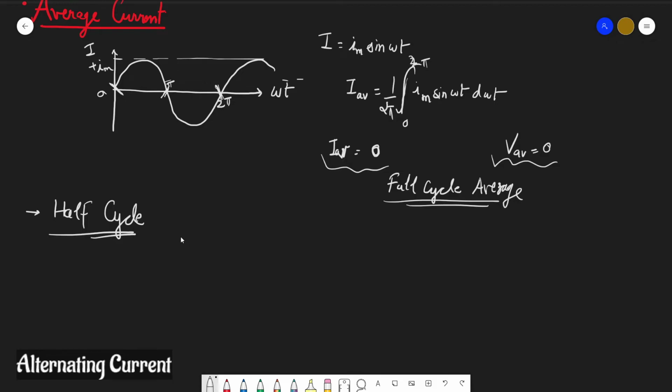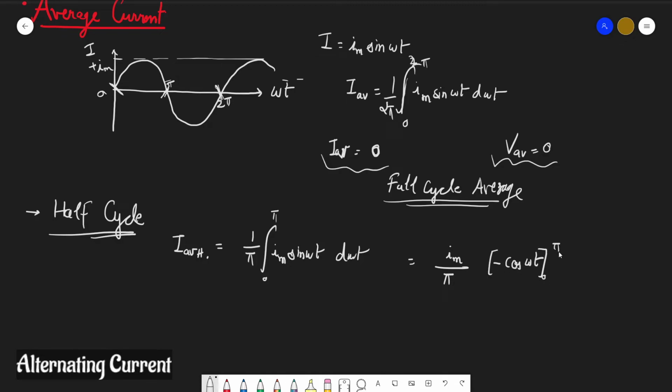Now in the half cycle, I average over half the cycle, so the time period will be reduced to this: Im sine omega t d omega t. If you evaluate this, Im will come outside, pi will be here, and the integration of sine omega t is minus cos of omega t, with limits from 0 to pi.